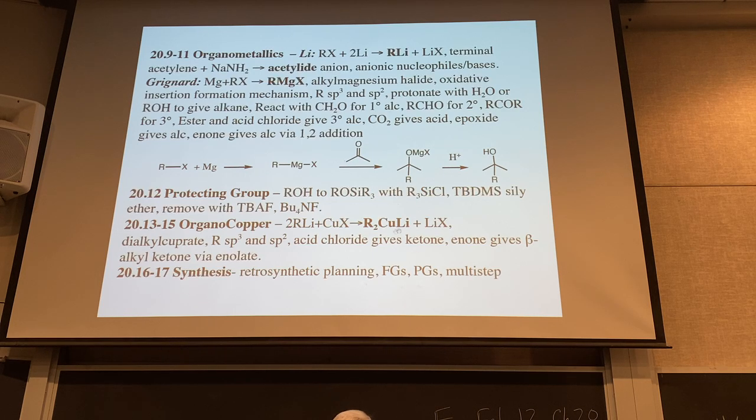And then the cuprates, dialkyl copper reagents, add to enones to give substitution, or addition, we should say, at the beta position to give new types of ketones there. And a little on synthesis and the planning and how they're used.